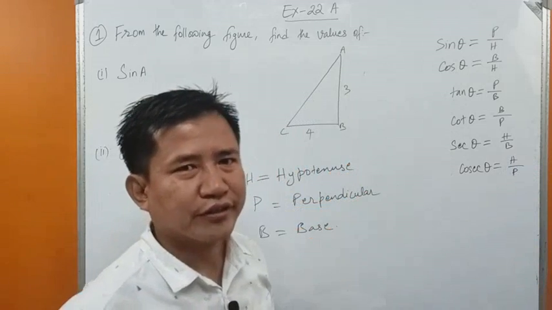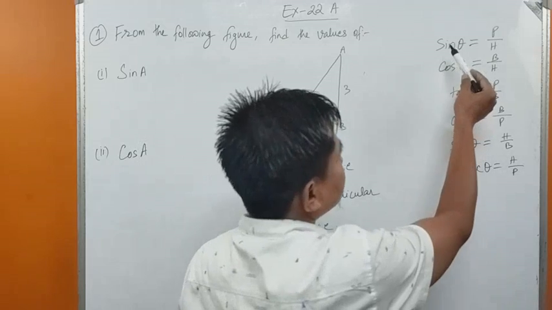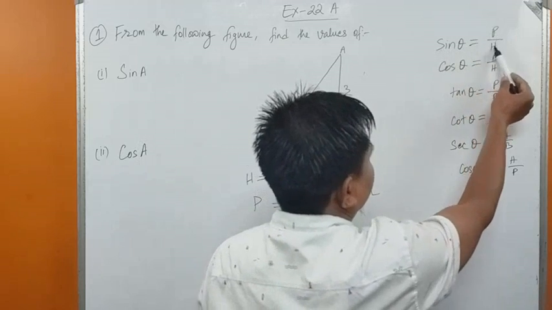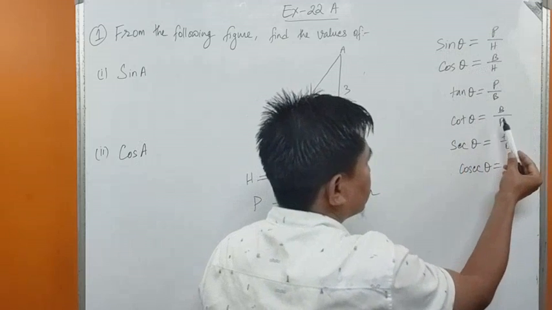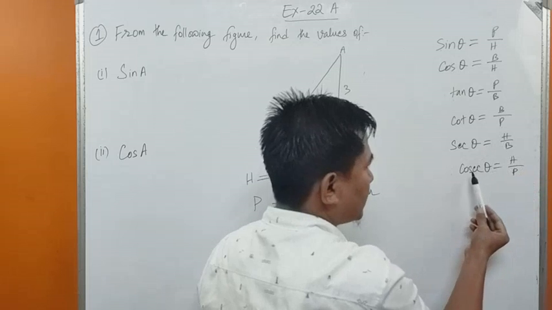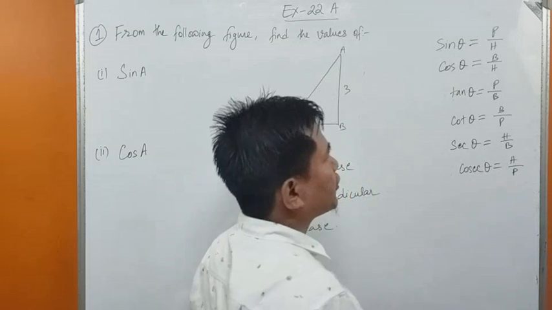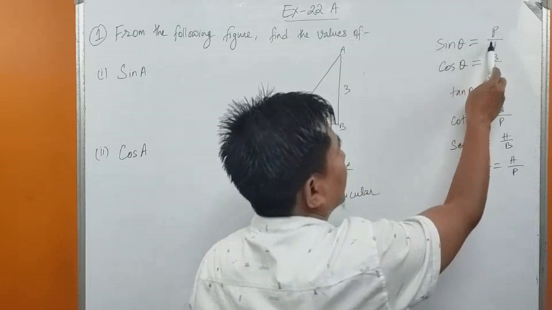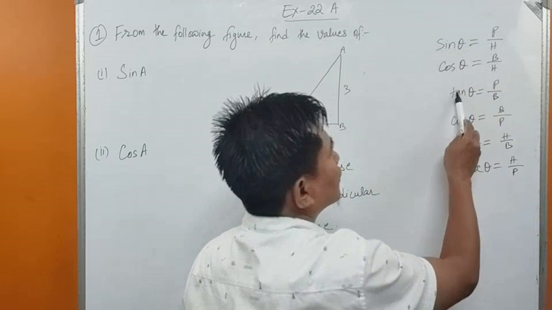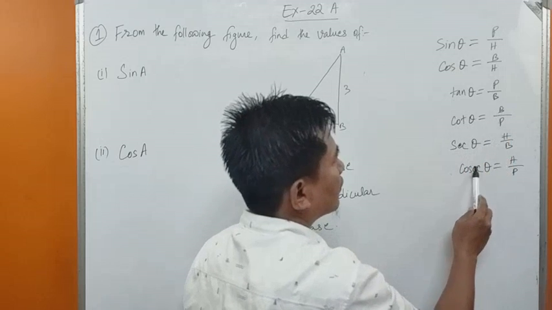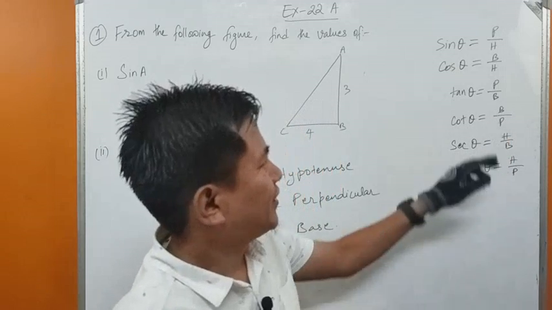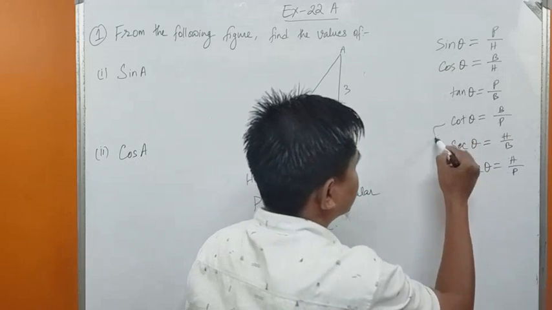We have a mnemonic to remember this, okay? Sin theta P by H, cos theta B by H, tan theta P by B, cot theta B by P, sec theta H by B, cosec theta H by P. The mnemonic is: some people have curly brown hair, turns permanently black, coming back people see him black, called him Pat, okay? But you don't need to remember all these things.